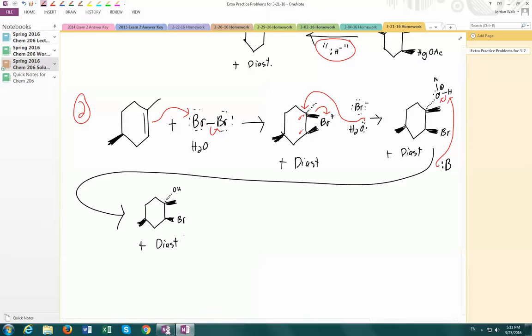Questions about this? Because what we've got is this chiral center right here is never going to change, right? So since that never changes, but the others do, that's an important point. You do want to make sure you've got good handles on the others.